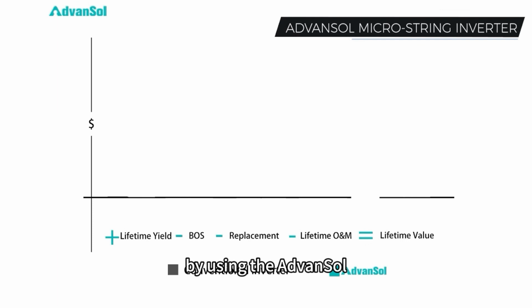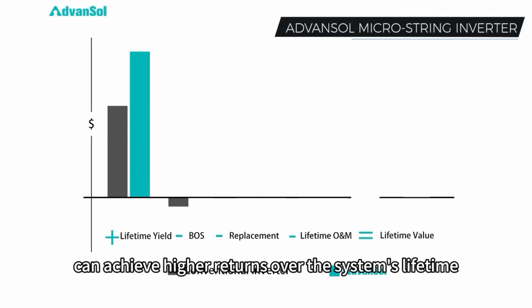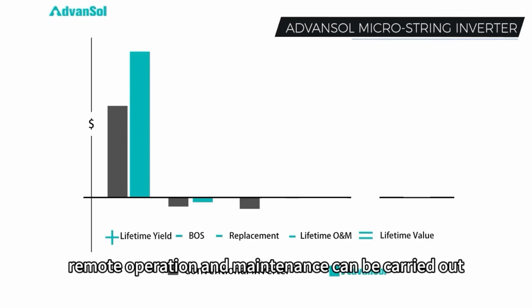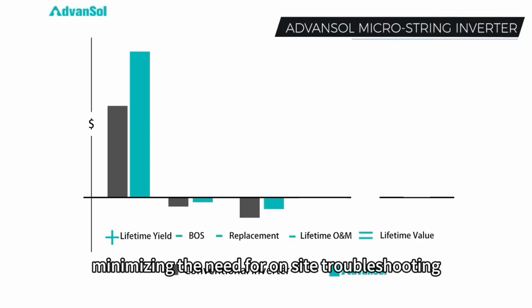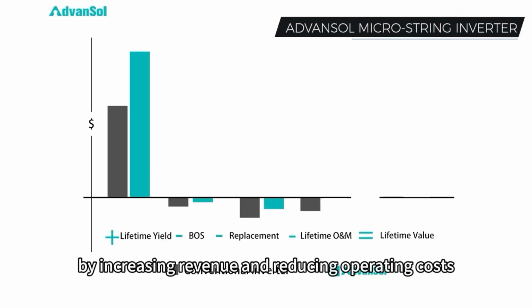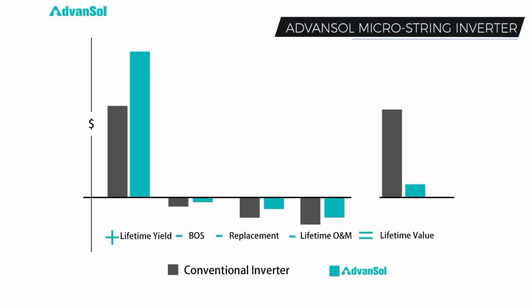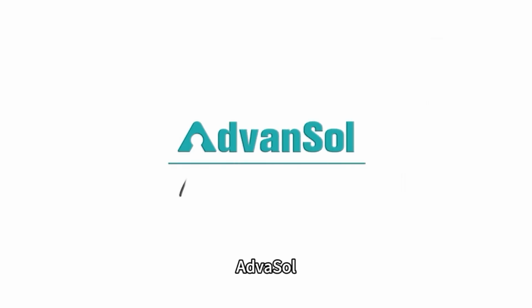By using the AdvanSol Smart Microstring Inverter system and optimizing the power generation of each module, investors and system owners can achieve higher returns over the system's lifetime while reducing unforeseen failure variables. Additionally, remote operation and maintenance can be carried out over the long term, minimizing the need for on-site troubleshooting. By increasing revenue and reducing operating costs, the AdvanSol Microstring Inverter system brings greater value to EPCs, operation and maintenance providers, and system owners. AdvanSol, it's so powerful.